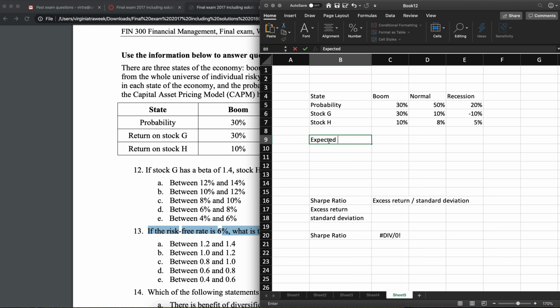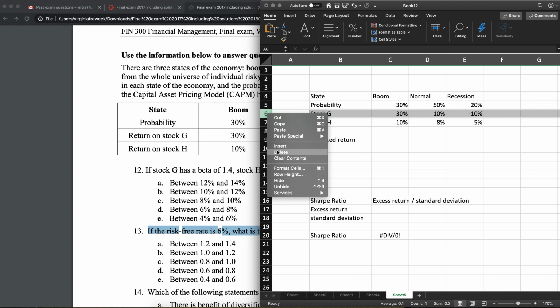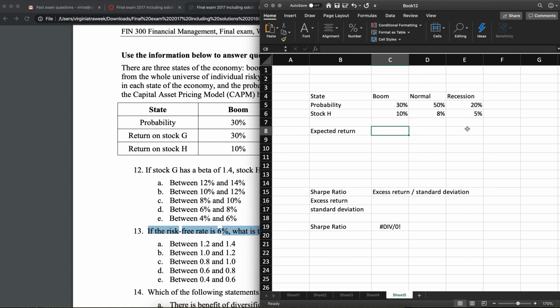The expected return for stock H, and in fact, let's just delete stock G because we don't need it, is going to be the sum product of the different potential states of the world and the return from each of those states. The risk-free rate is 6%, that's given in the problem, and therefore the excess return is going to be this minus that. So we can go ahead and reference that there.